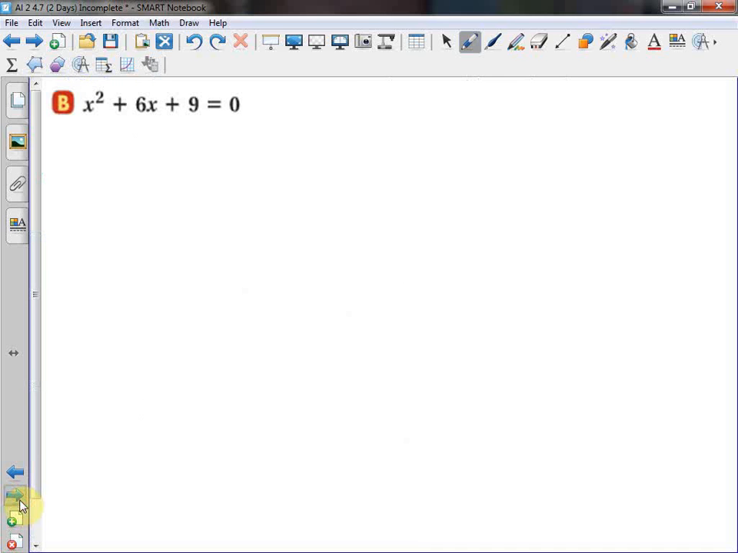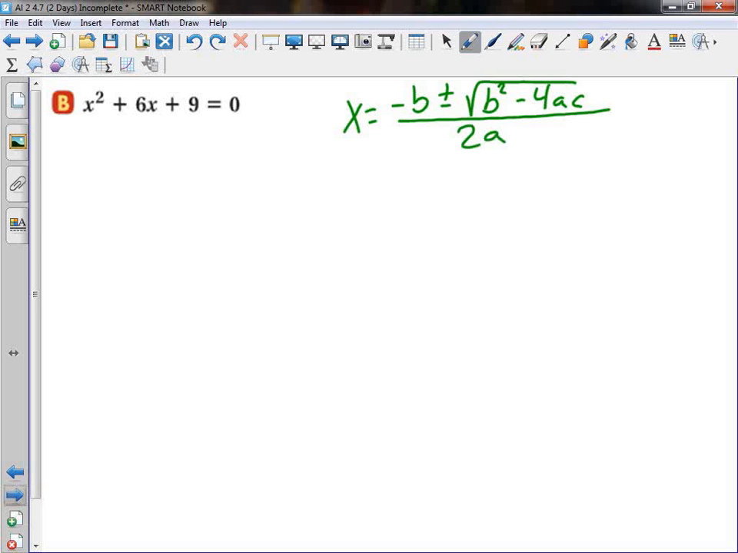Okay, let's try again with this one. This one's already in standard form. Okay, it does not need to be changed. Let's remind ourselves it's x equals opposite of b plus or minus square root of b squared minus 4ac all over 2a. Okay, so we have the general form. Now we're going to write down what our a is, 1, b is 6, c is 9. Okay, let's plug the a's, b's, and c's into the general form.